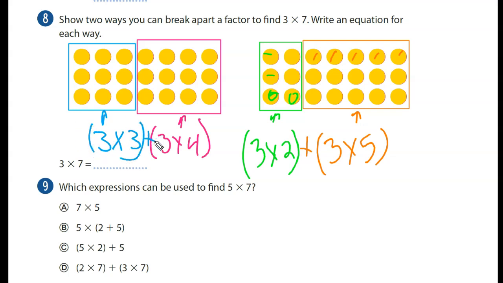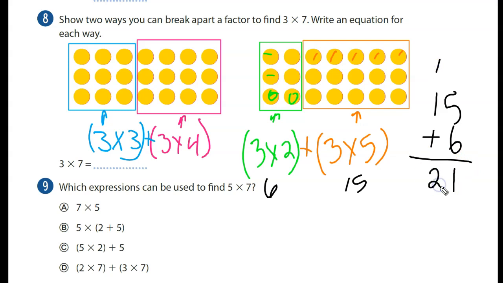Make sure there's a plus sign in the middle. It says write an equation for each way. I'm done. That's all it said to do. Okay? So when I solve them, 3 times 2 is 6, and 3 times 5 is 15. So here I would go 15 plus 6, right? 5 plus 6 is 11. I put the 1 down, then I carry the 1. 1 plus 1 is 2. So it looks like 3 times 7 is going to be what?